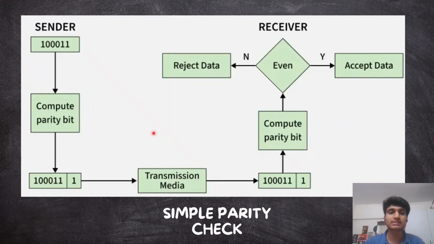Now on the receiver side, the receiver again computes the parity of the received bits. If the number of ones is even, it means no error occurred and the data is accepted. If it's not even, it means an error happened and the data is rejected. So this is called single bit error detection.